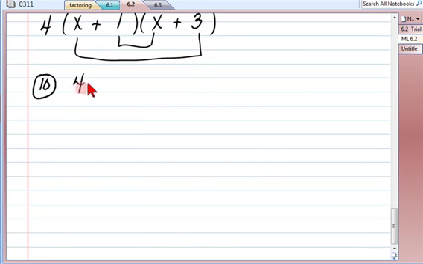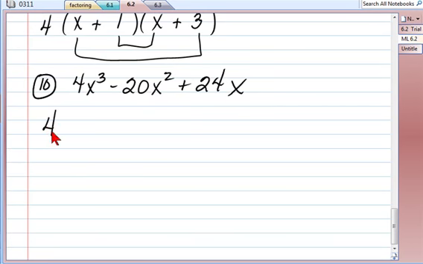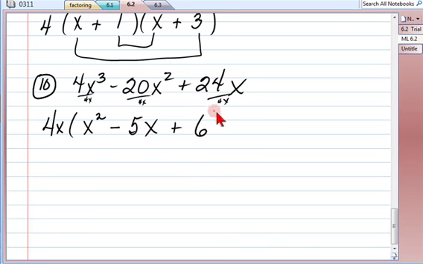Let's factor 4x to the third minus 20x squared plus 24x. Do you see a common factor? Yes. Okay, what will go into all these numbers? 4. Is there a common variable? Yes, x, because remember I take the low power. If I divide each of these by 4x, that's going to give me x squared minus 5x plus 6.